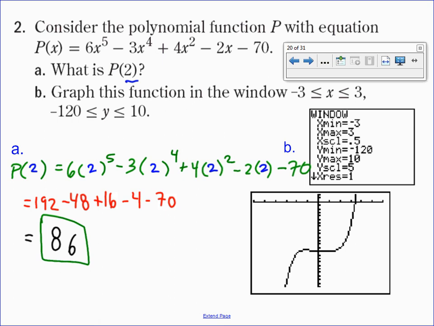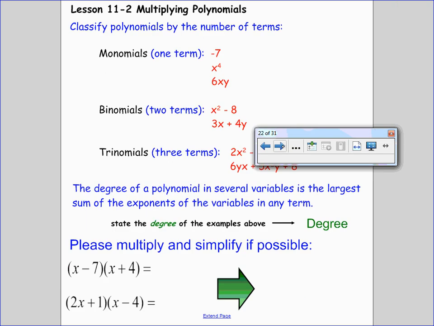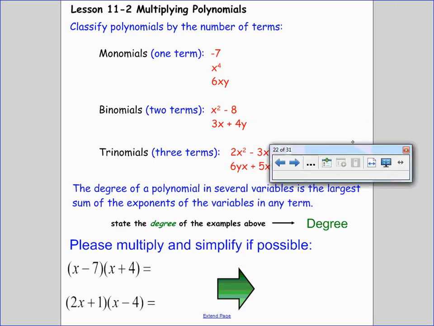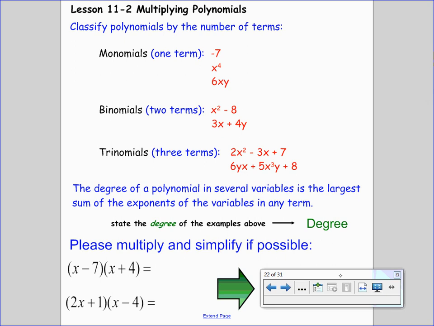Questions about our p of x function, our polynomial? Great. Then that's a printable for you. Now let's go ahead and practice classifying. And so here we're going to classify some polynomials based on their degree and number of terms.